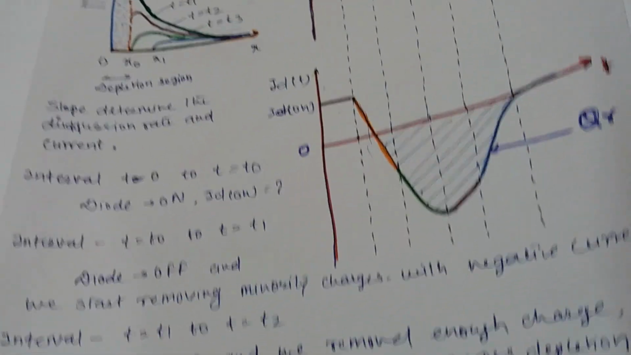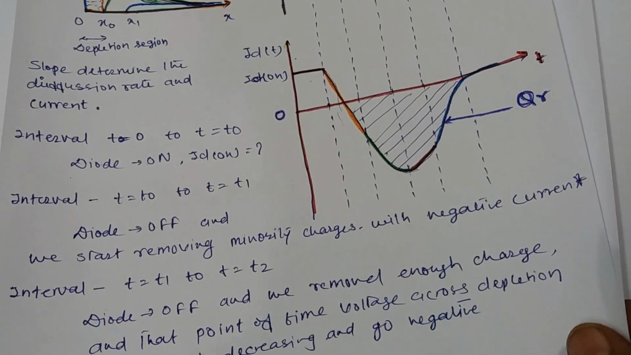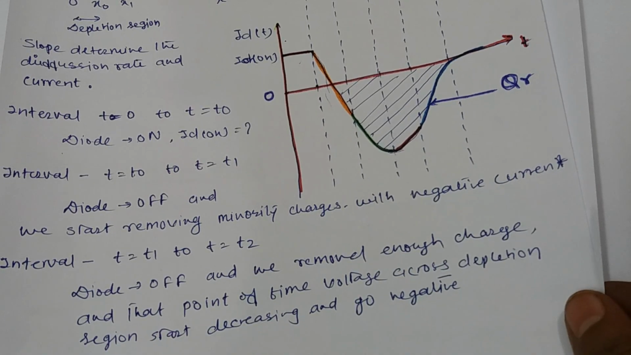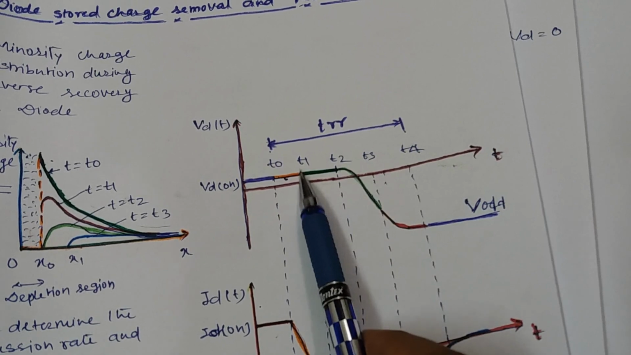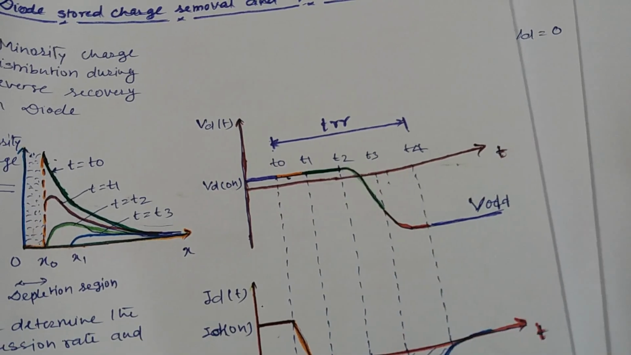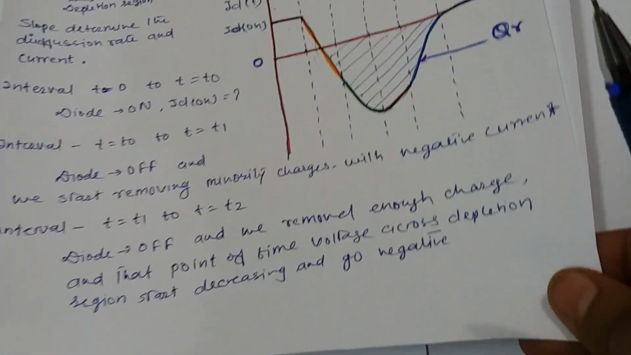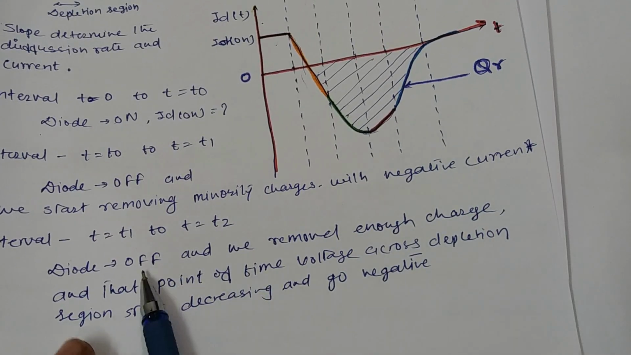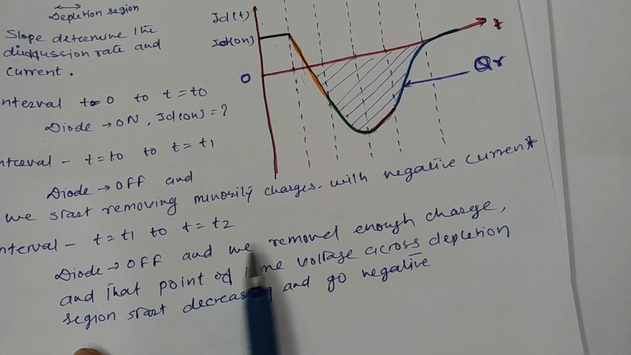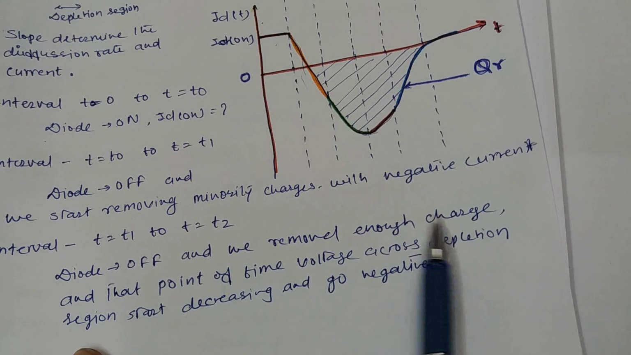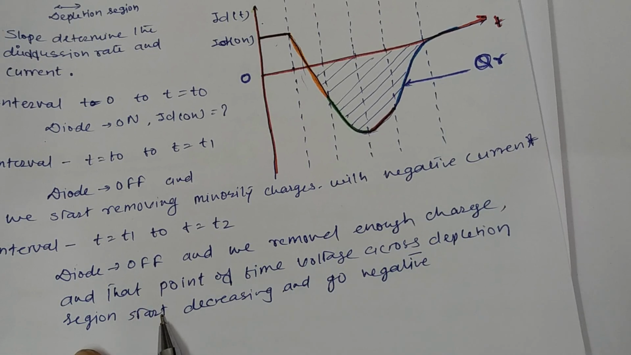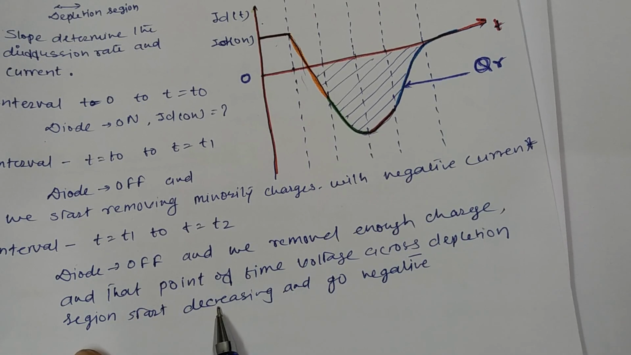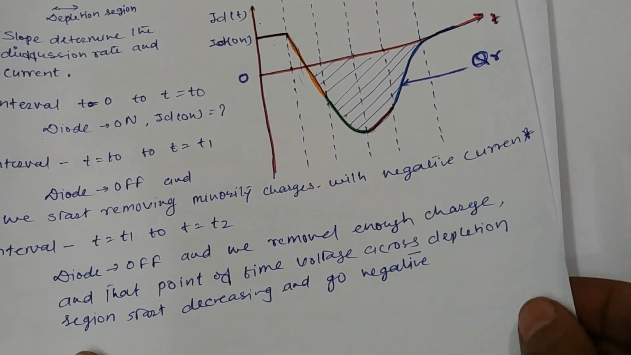Now what happens during the interval t equals t1 to t equals t2? In this interval the diode is off and we have removed enough charge, and at that point of time the voltage across the depletion region starts decreasing and goes negative.